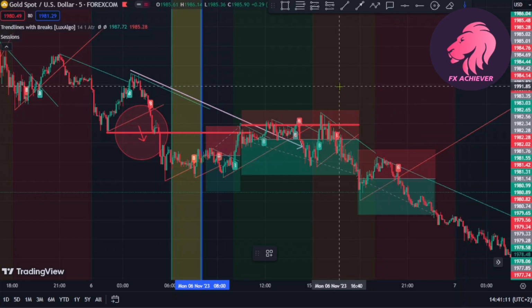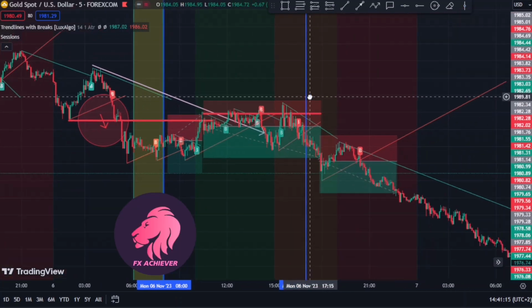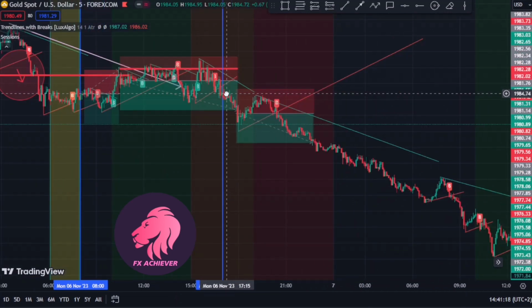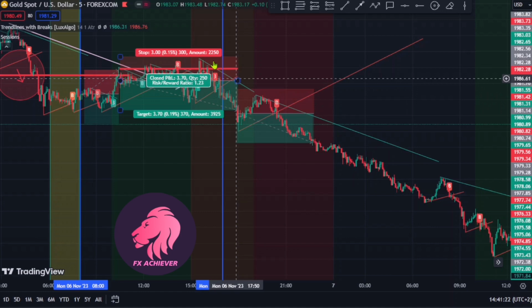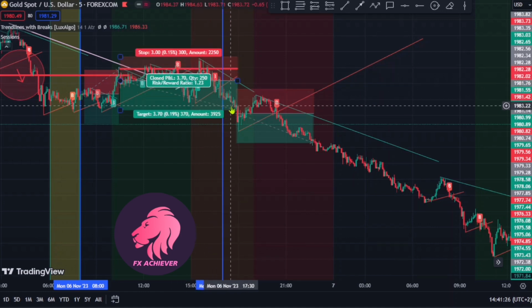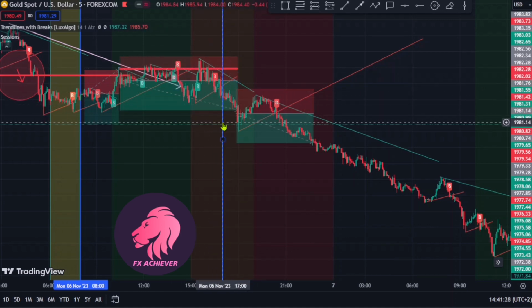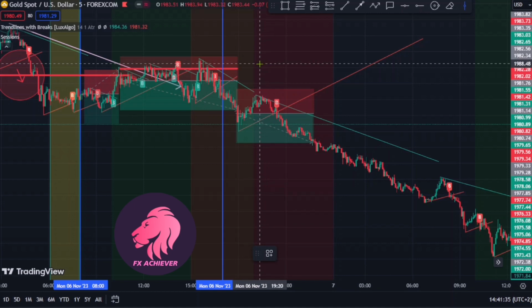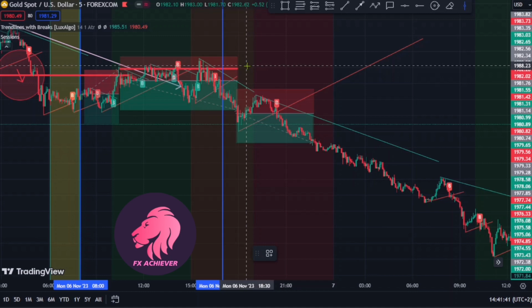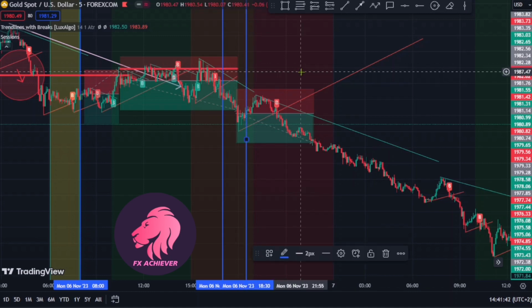So yeah, let's say I trade until 5. And let's say I'm not around the chart from 5, and then I get back to the chart at 6:30, 18:30. That's the time at which I get back to the chart.